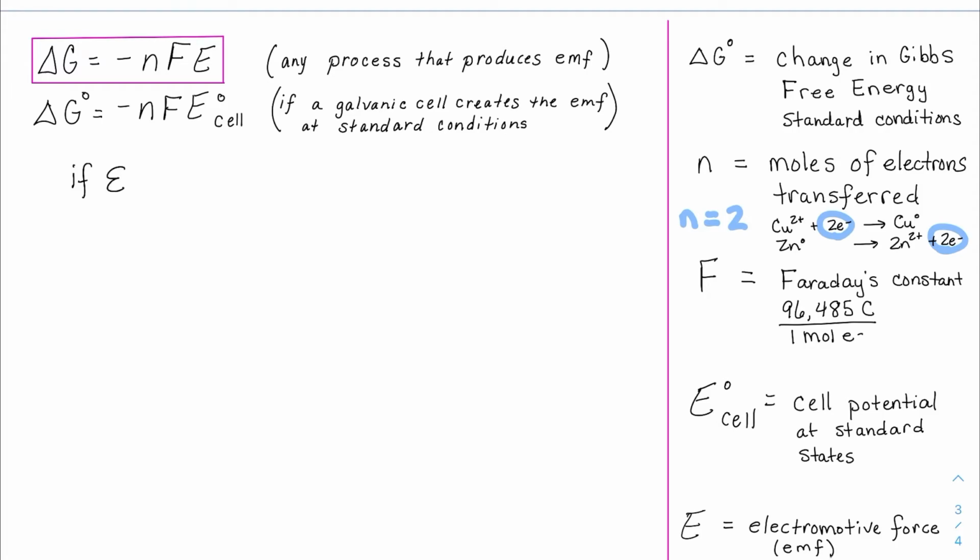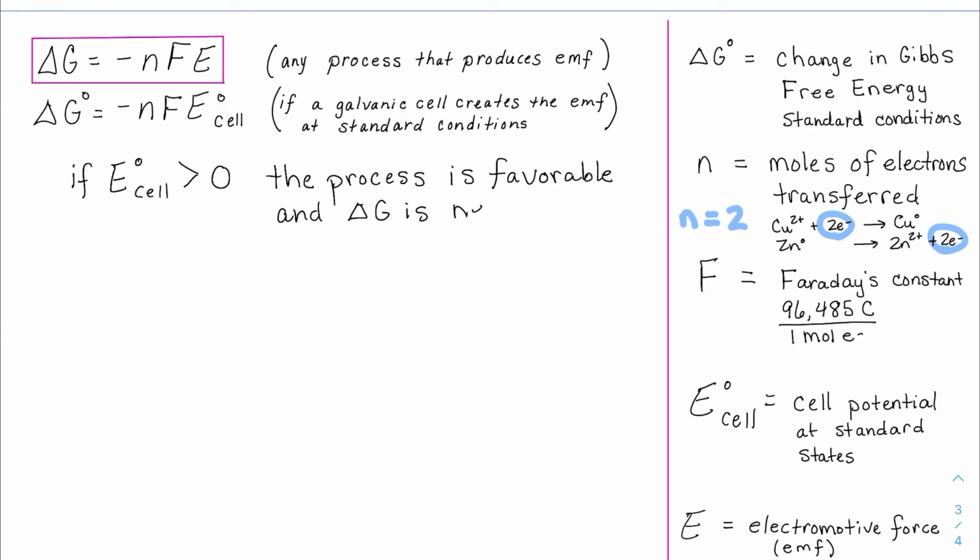I kind of vacillate back and forth, but today I'm feeling this one. So my E cell, just because some books will look different, is greater than 0, and that's what we wanted. Remember, we took the zinc half reaction and made it an oxidation, because we wanted the process to be favorable. So in this galvanic cell specifically, the process is favorable, or spontaneous if you like that word, but most people are switching over to favorable. And the delta G is negative. That's what it means to be favorable: your delta G is negative.